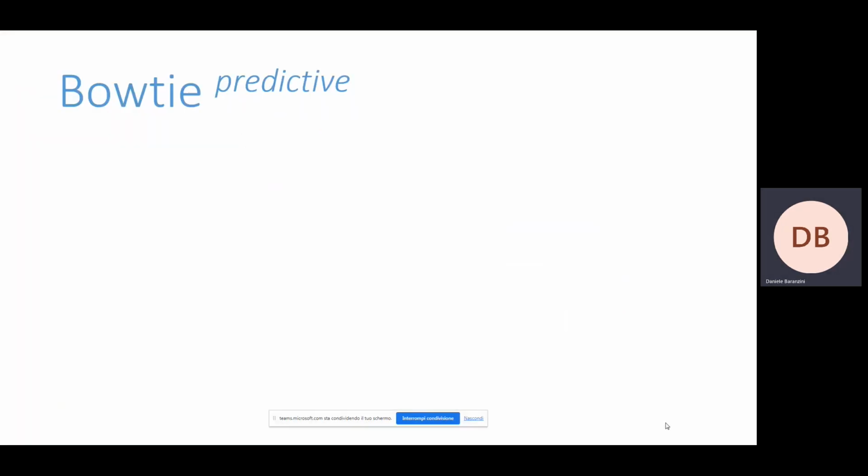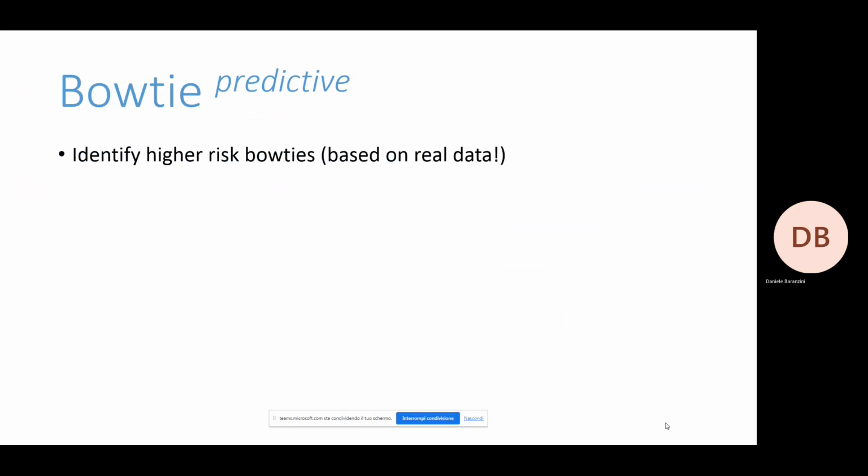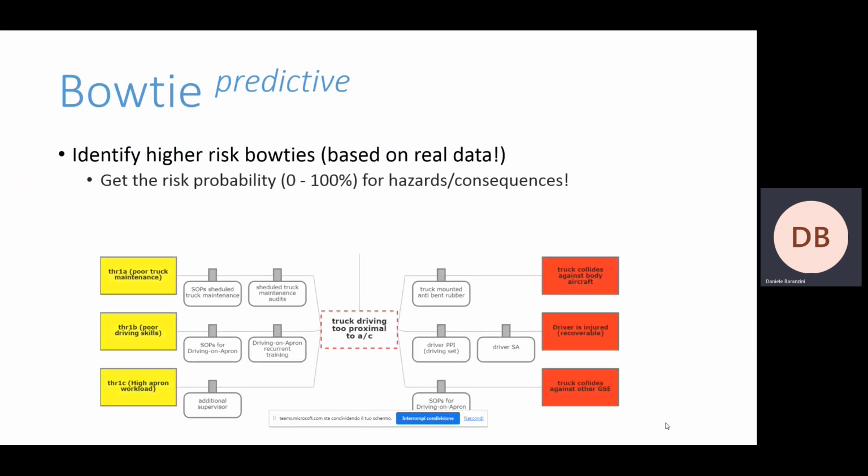The BowTie Predictive that I show you in the app identifies high-risk BowTies with no use of estimates, but on real data. And you don't need big data to do this. You get the risk probability, like of the center events, or the risk probability of the consequence, depending on the target, on real data and real instances.